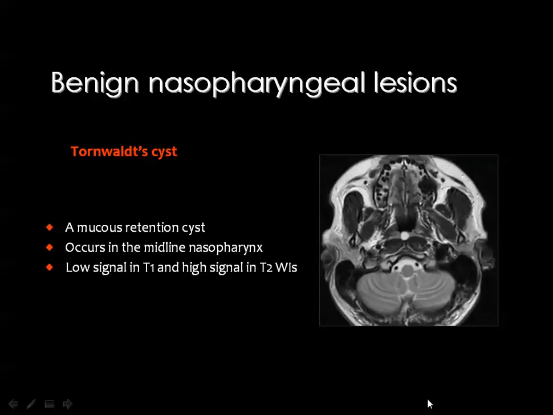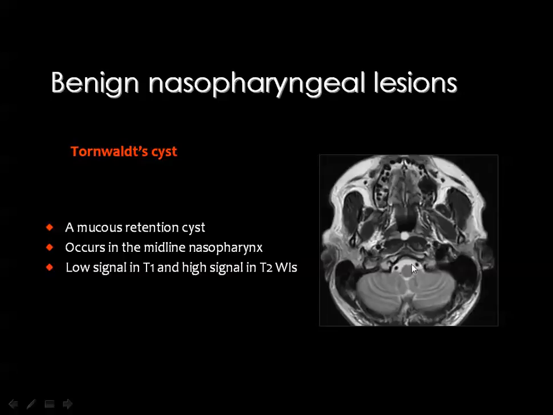gland. Then some of the benign lesions occur in the nasopharynx, like this cyst, which is known as Tornwaldt cyst. It is a mucus retention cyst in the midline of the nasopharynx. This cyst has a typical location and a typical appearance.